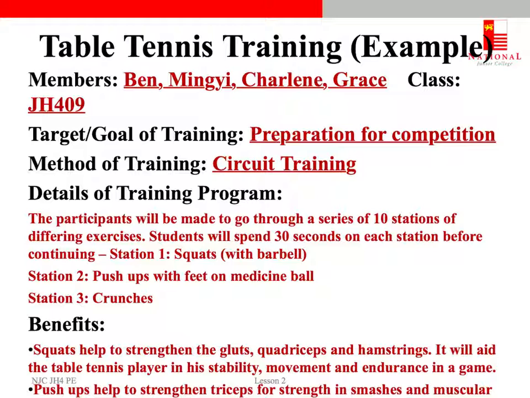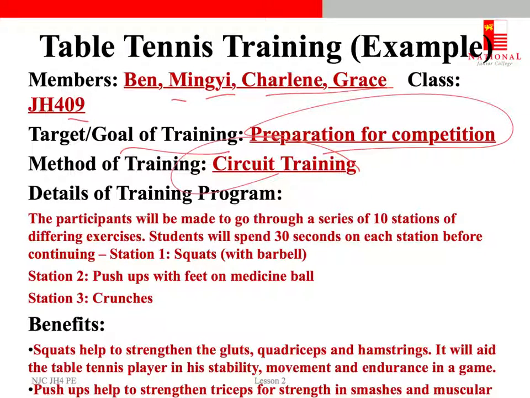So this is a classic example. Members and class. The target or goal of training is to prepare for competition. Method of training is circuit, and details of training program: the participants will be made to go through a series of 10 stations, different exercises. Spend 30 seconds on each station. So this is really circuits, you go around and you do exercise. Benefits: squat strengthens the glutes, quadriceps, and hamstring.